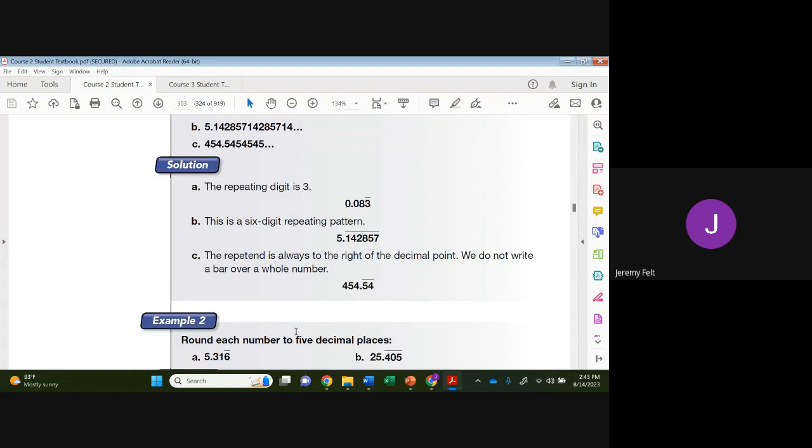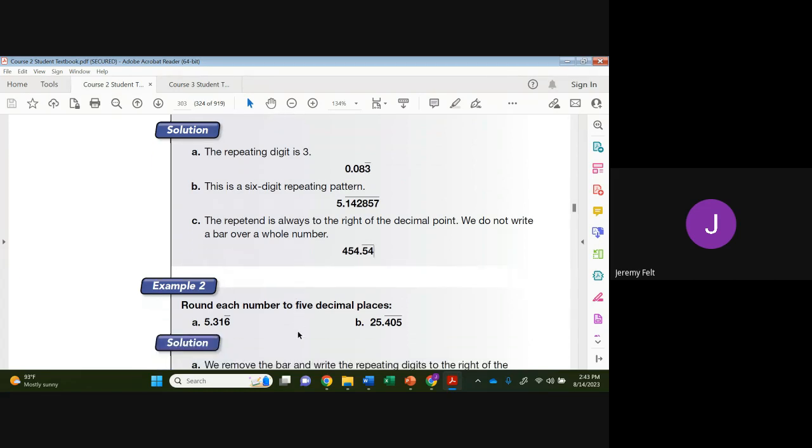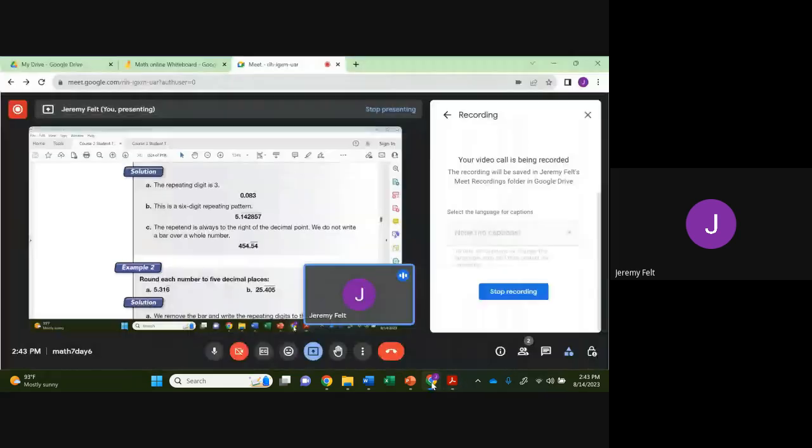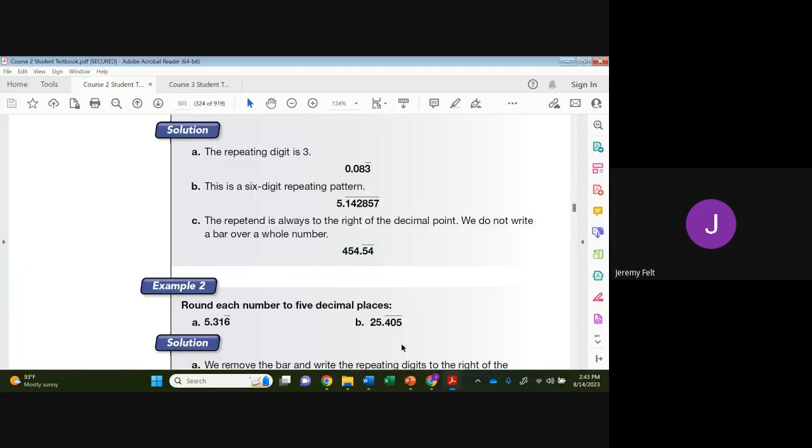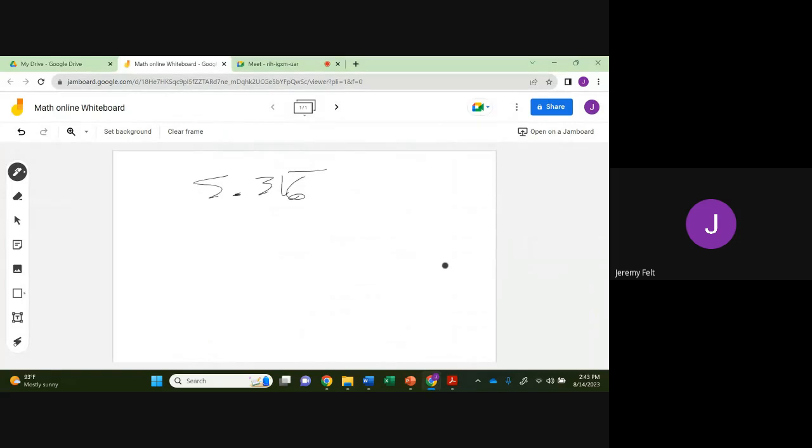If we're looking at these and we want to round to 5 decimal places, so we have 5.316, I believe it was the 6 that was repeating. Yeah, it was the 6 that's repeating. Okay, so rounding this to 5 decimal places, again, we would just take it out to 5 decimal places. We already have it to 1, 2, 3. The 6 is repeating, so we're going to go 1, 2, 3, 4, 5.